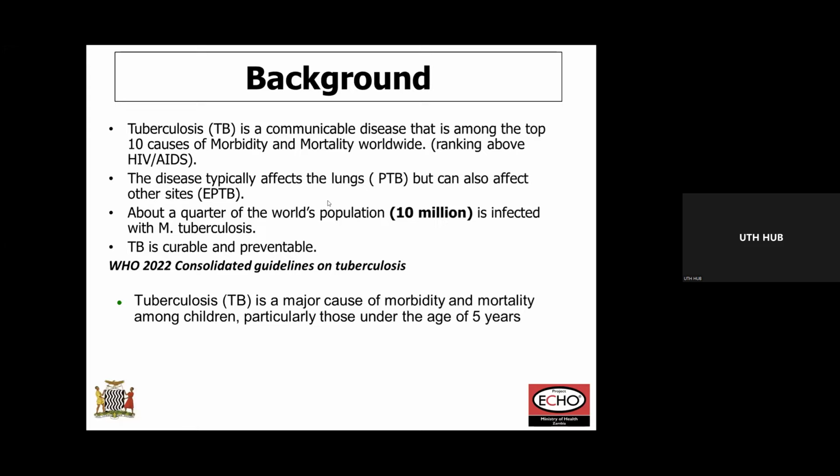What you should note is that about 10 million people get infected with TB every year. It's not that these 10 million people will go on to develop the active disease, but they do get infected, and about a third of these will develop active TB disease. As we go on, you will notice the importance of differentiating those that get infected from those that have actual disease, in helping prevent or stop TB by 2035 in relation to TB preventive therapy. You should also note that TB is a curable and very preventable disease. Most of the information I've said is in the 2022 WHO consolidated guidelines on tuberculosis.